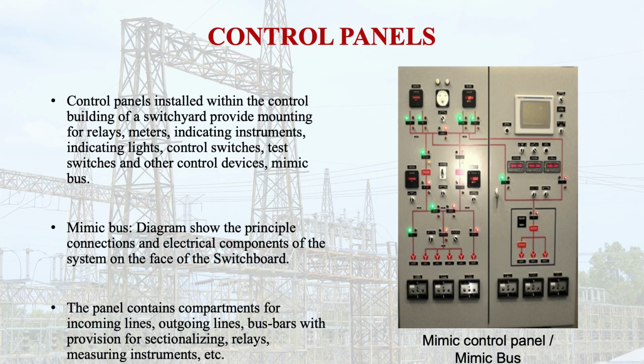The panel contains compartments for incoming lines and outgoing lines. Lines from the substation come to these control panels, and from there they go outward. So there will be a compartment for incoming lines and outgoing lines, bus bars with provision for sectionalizing, relays, measuring instruments, etc.